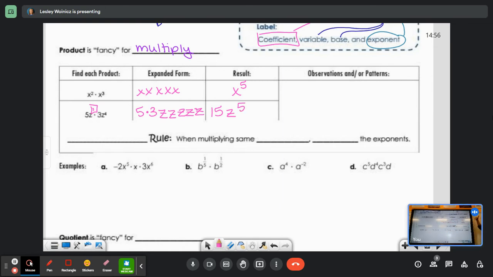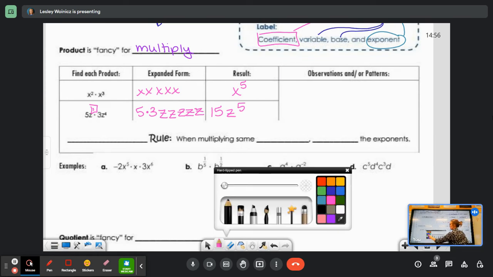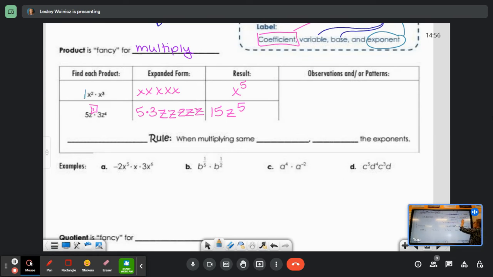Okay, so in all of these situations, what is happening to the coefficients? Up here, we didn't really talk about it, but I had a 1 here and a 1 here. 1 times 1, isn't that 1? So 5 times 3, that's 15. What's happening to the coefficients? What operation? Adding, subtracting, multiplying, or dividing? Yeah, multiplying. So we're going to multiply the coefficients.